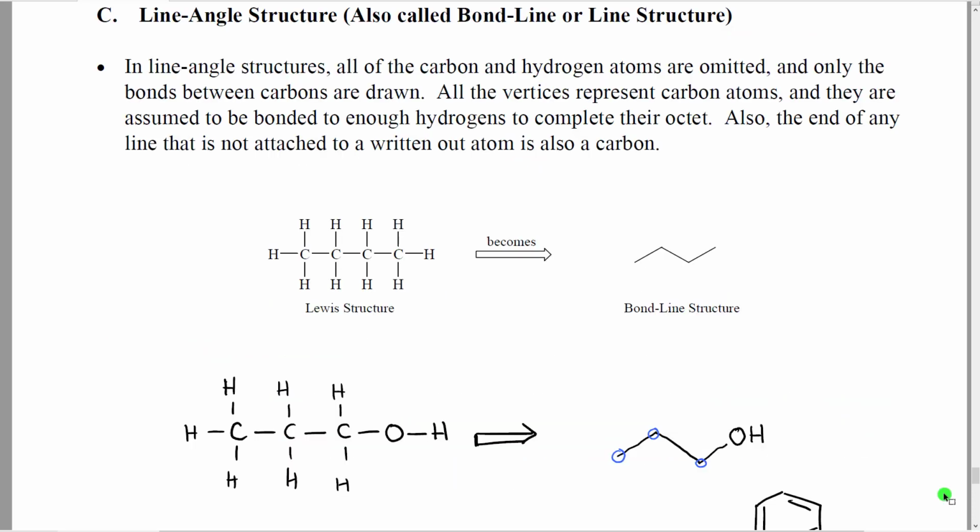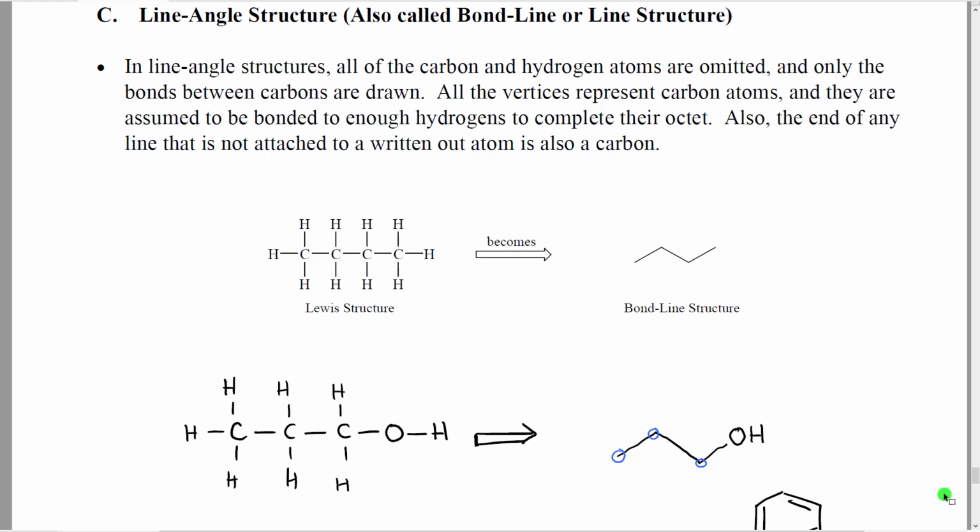The third modification we're going to consider for Lewis structures is called in our book the line angle structure. In other books, it's called the bond line structure or just the line structure. I tend to prefer the bond line. Line angle structures are used by advanced organic chemists to save time and to save space.